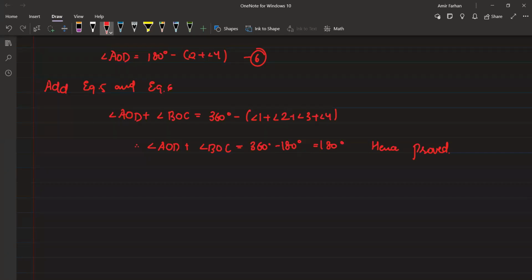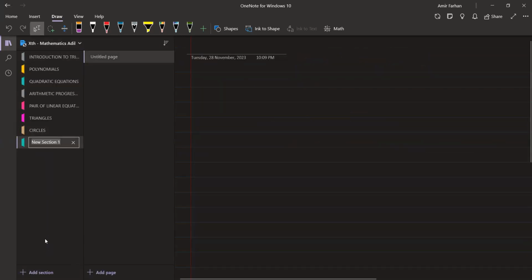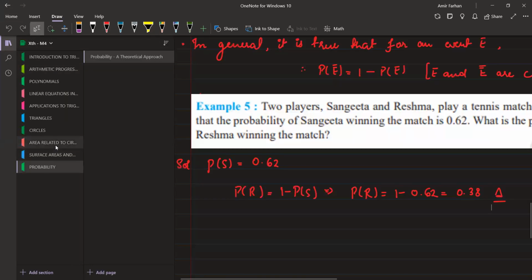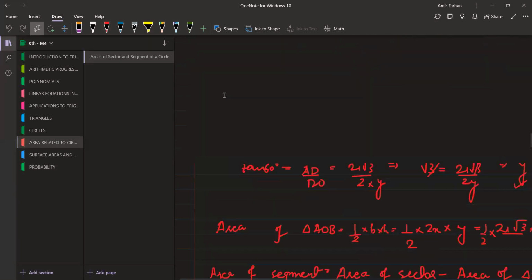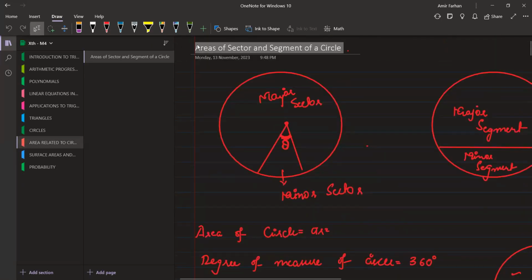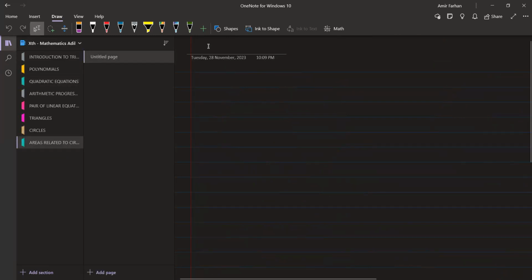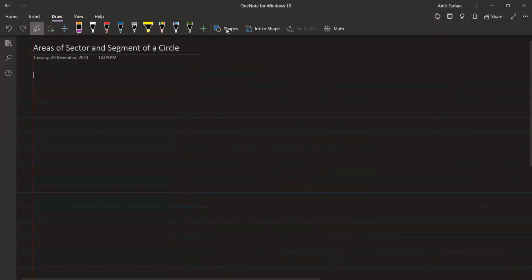तो नेक्स्ट चैप्टर स्टार्ट करें आदिल? Yes. चलो ठीक है, नेक्स्ट चैप्टर स्टार्ट करते हैं हम लोग, एरिया रिलेटेड टू सर्कल. इजी से चैप्टर है, ठीक है, अगली क्लास में ओवर हो जाएगा. थर्सडे क्लास में ओवर हो जाएगा, लाइक इट विल टेक थर्सडेज क्लास. ठीक है. सो देखो, सिंपल सा कॉन्सेप्ट है आदिल इसमें, सिंपल स्ट्रेट फॉरवर्ड.